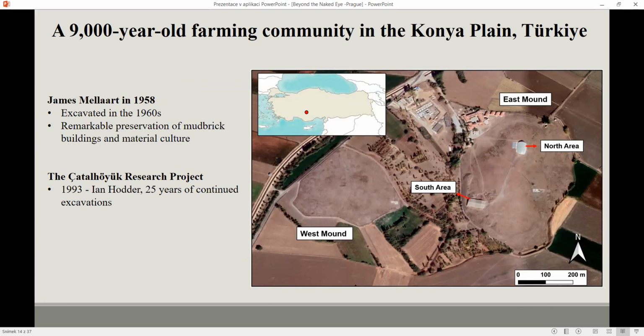So Çatalhöyük is a 9,000 years old farming community located in the Konya Plain, Turkey, and it was discovered in 1958 by James Mellaart, who started excavation later in the early 1960s, uncovering a large Neolithic settlement with a remarkable state of preservation of mud brick structures and material culture. Later on, in 1993, the Çatalhöyük Research Project was launched under the direction of Ian Hodder, lasting for 25 years of continuous excavations.